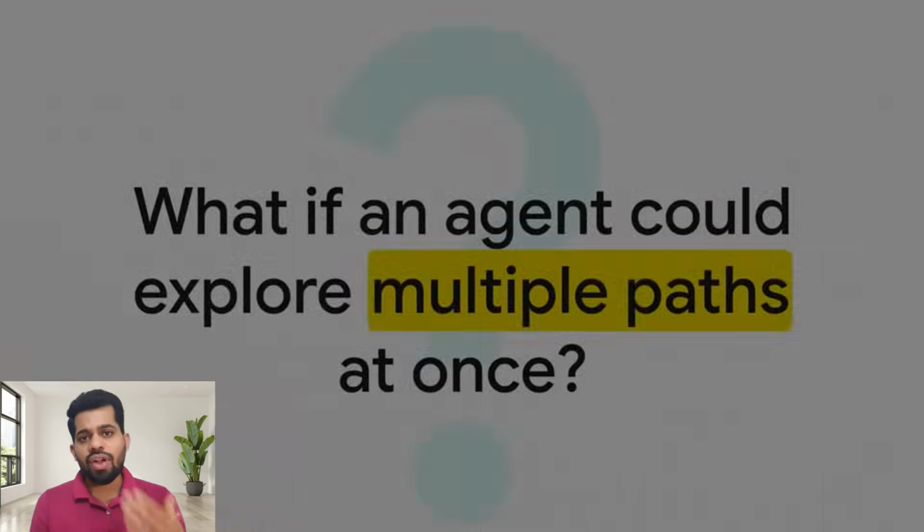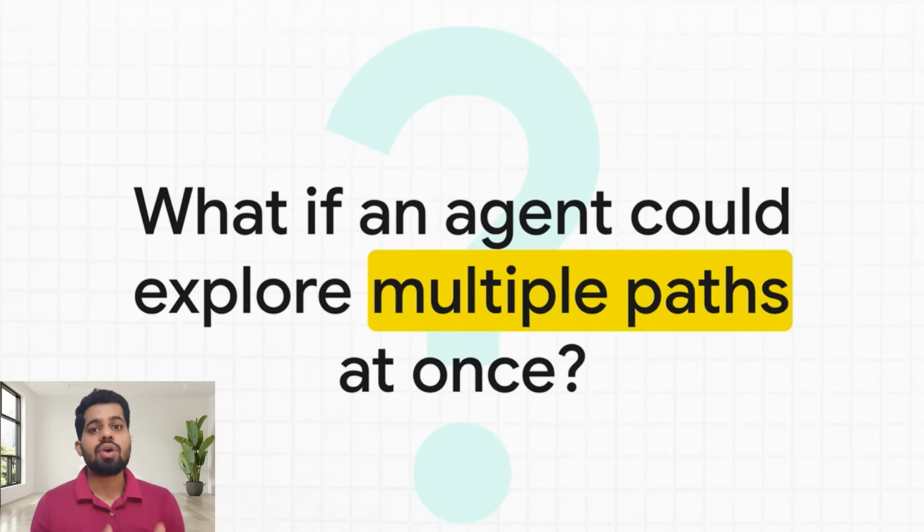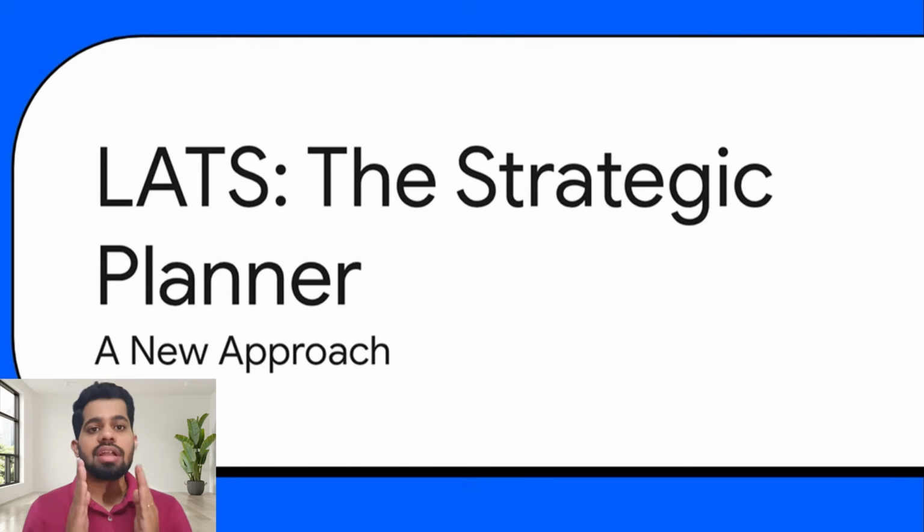This leads to our final and most advanced pattern. What if an agent didn't have to commit to a single path? What if it could explore multiple possibilities at once? Welcome to Language Agent Tree Search. This is the strategic planner of the AI world.